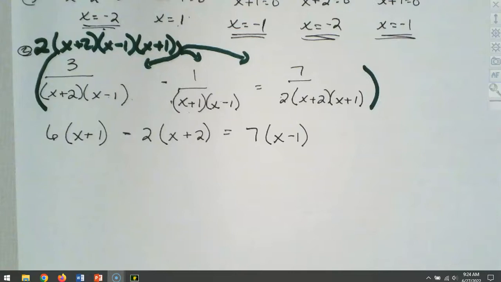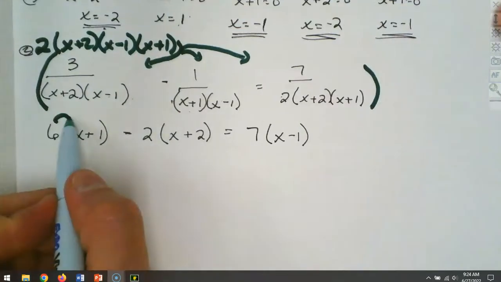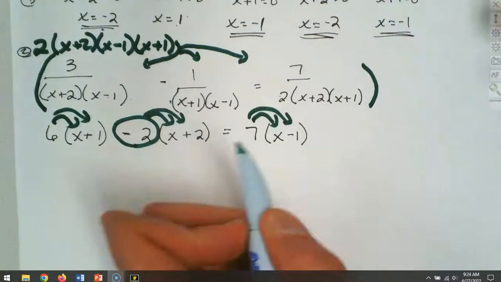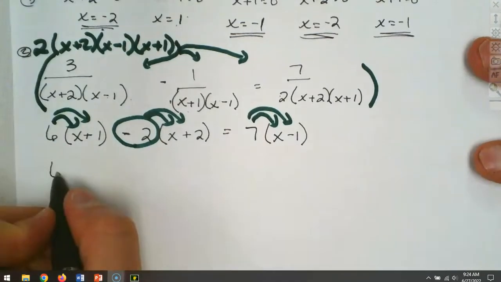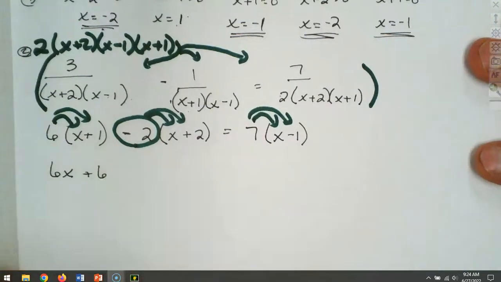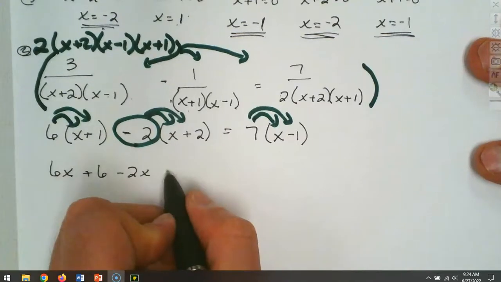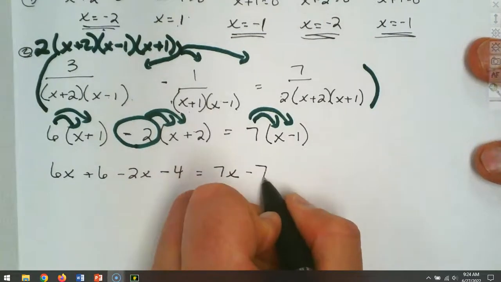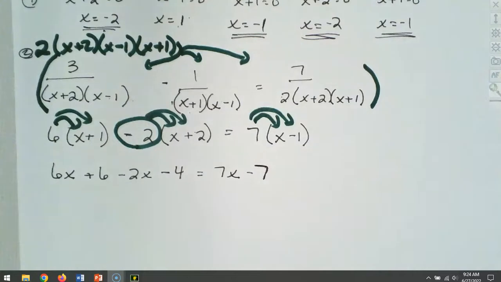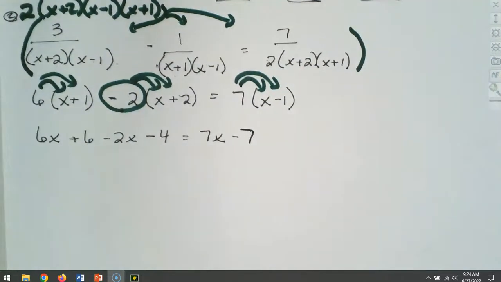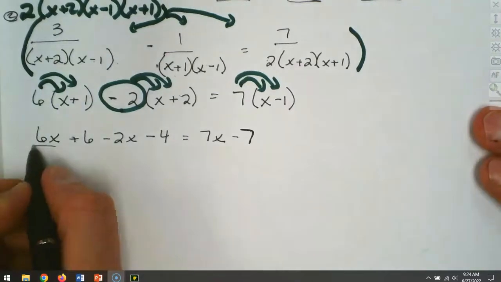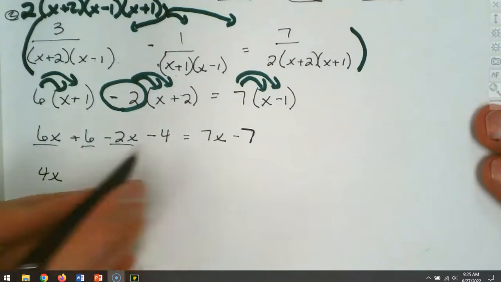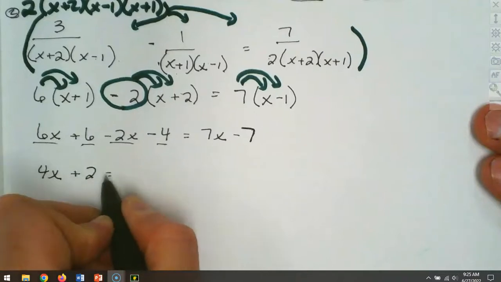We're going to begin by distributing that 6 through. We're going to distribute the negative 2 through. And we're going to distribute that 7 through. So that's 6x plus 6. We've got a minus 2x, a minus 4 when we distribute. And that equals a 7x and a minus 7. Combining like terms on the left-hand side, we've got a 6x and a minus 2x that makes it a 4x. And we've got 6 minus 4 that leaves you with a positive 2.